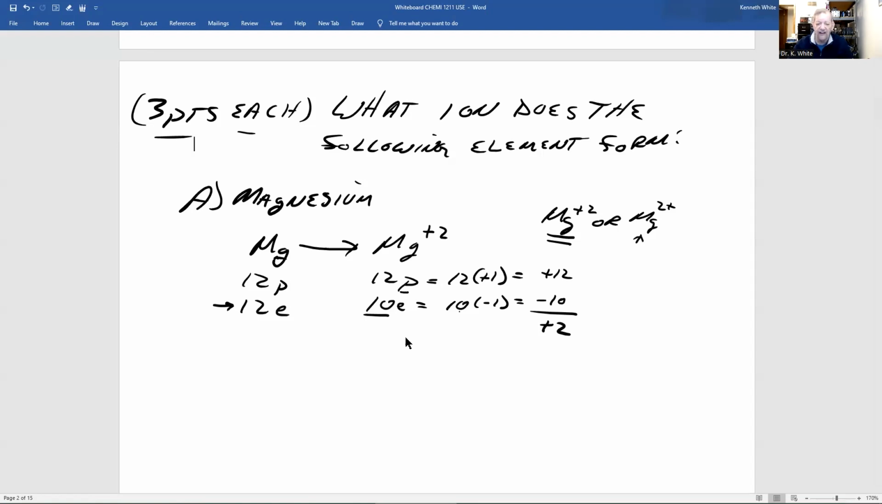Now we have to do some math to find a charge. Each proton has a +1 charge. Each electron has a -1 charge. And we do the math. +1 times 12 is +12. 10 times -1 is -10. And you add it together and you get +2. And to write the ion, you show the chemical symbol plus the charge. And you can do it this way or this way. All right, let's do another one.